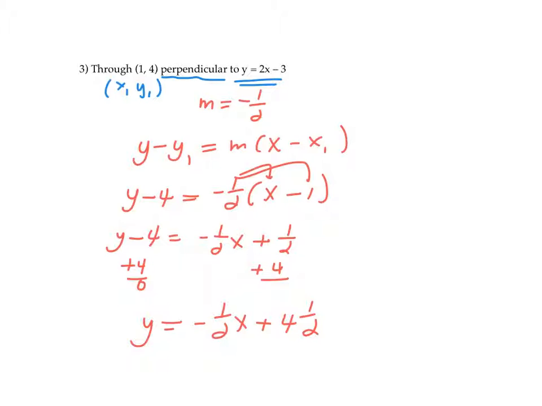Either way is fine. And again, you could check it, verify that the slope is the negative reciprocal of our original slope, and check to see that if you plug in 1 for x, you end up with 4 for y.